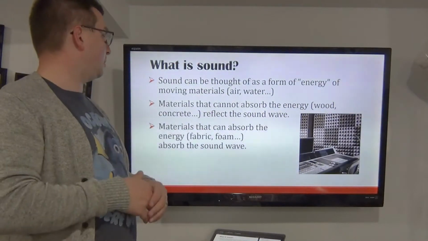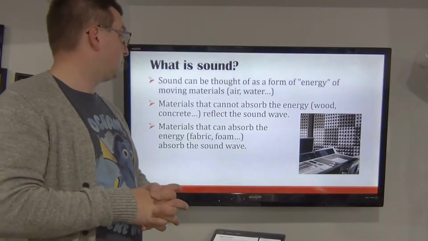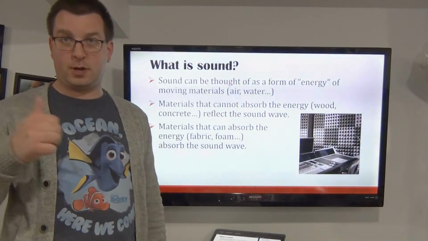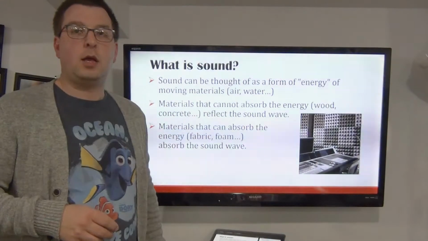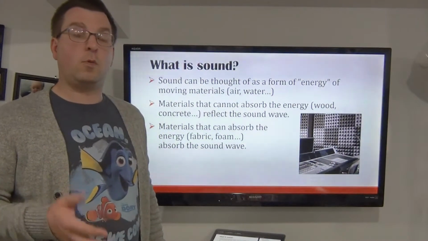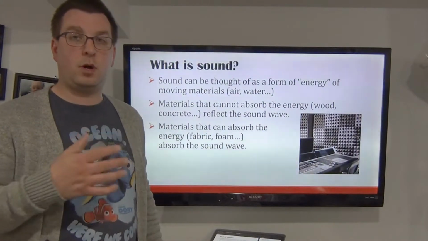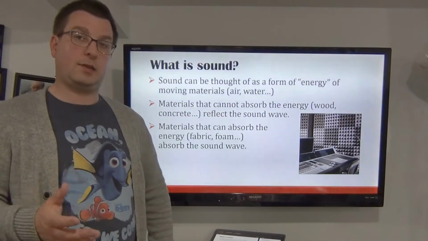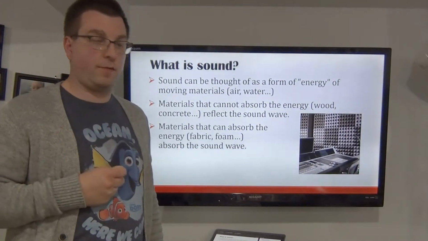There are some materials that cannot absorb the energy of sound, and they reflect the wave. If you think back to our classroom over at our temporary location, the acoustics in there are terrible. Why? Because you've got a tiled floor, plastered walls, plastered ceiling. The sound bounces around very nicely, so there's nothing there to absorb the sound wave.